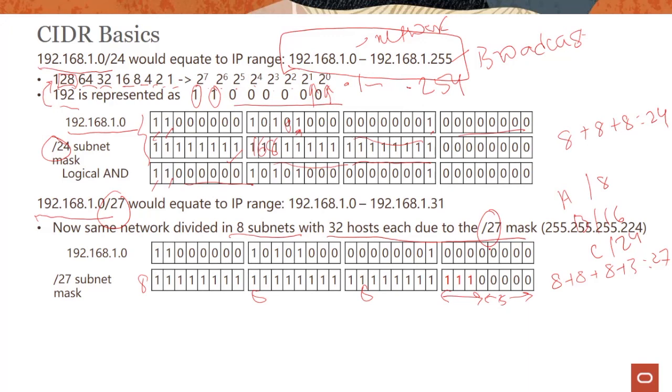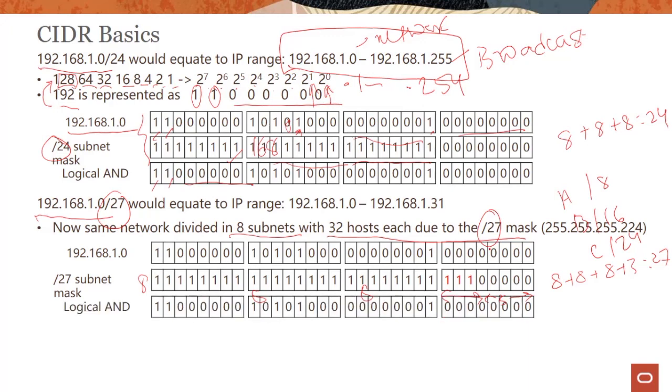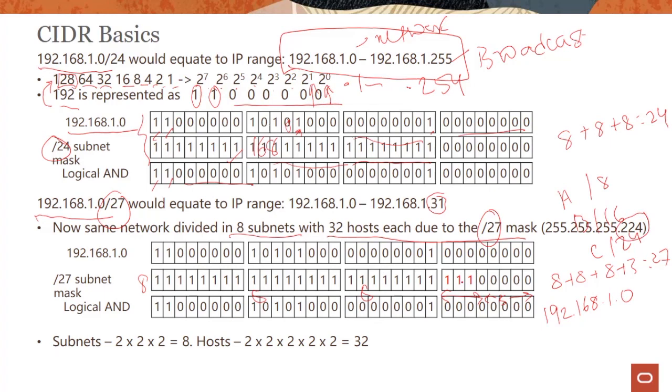Now if I do a logical AND, the network I get is still the one I got earlier. So how do I get this number here, .31? Where did I get that? Look at the bits we borrowed here. And by the way, this 224 is coming because these 3 bits are 1. If you do the math, 128 plus 64 plus 32, because these 3 are all turned to 1, you get to this 224 number. That's how I got that.